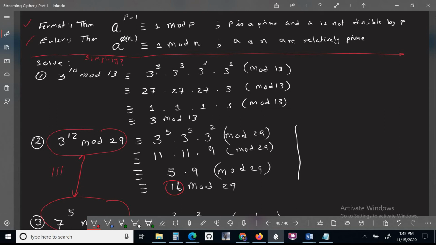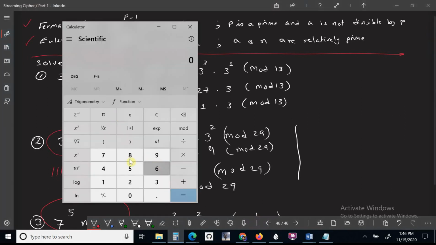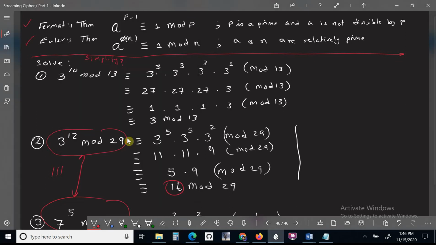Now if you want to find the actual number, let me just show you with the calculator here. 3 raised to the power 10, look how large the number is. When you multiply 3 by itself 10 times, it's 59,000. Of course 59,000 is large, but it's not quite as large as other numbers we have seen. But let's say 3 to the power 10, and you want to solve it using some kind of exponentiation, factorization.